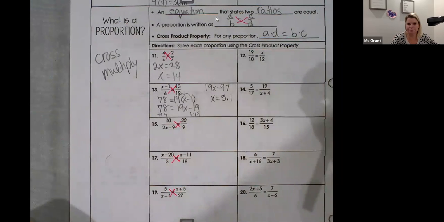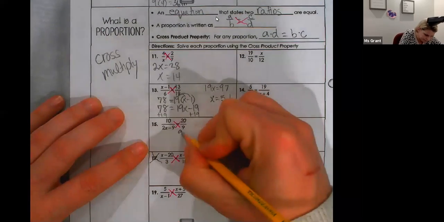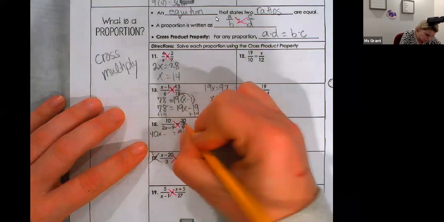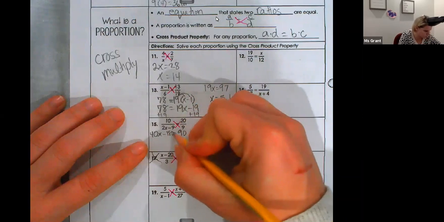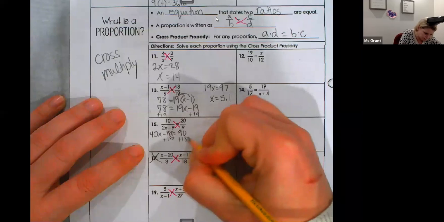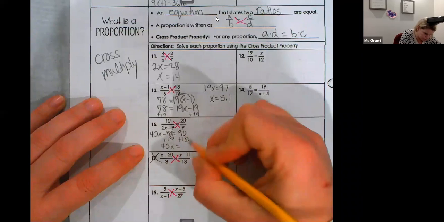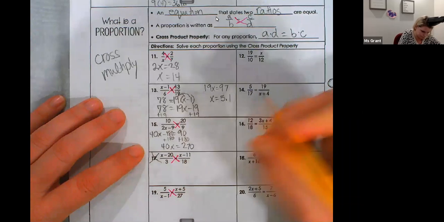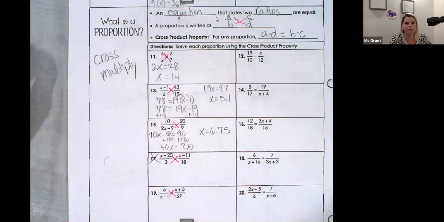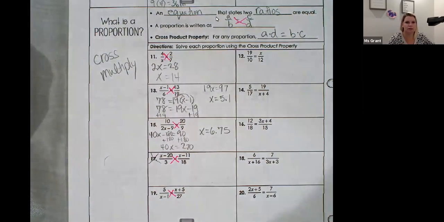Okay. Still easy. Let me skip 17. Let's just do 15. 90 equals 40x minus 180. Add 180 to both sides. 40x equals 270. 6 3/4. 40x equals 270. X equals 6.75.